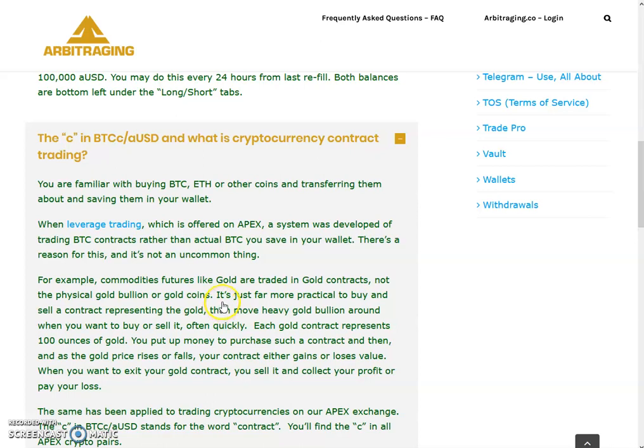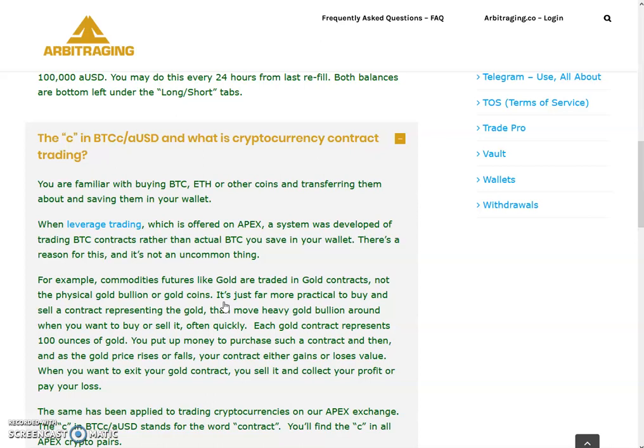So let's say you are trading gold. It's not like you will get the real gold in front of you. You will get a contract of gold which is equal to 100 ounces of gold, and you give your money for that contract, and you keep that contract in the trading account which you have. Once the contract goes in profit, gains value, you will get the profit. And once it goes against you and you exit the market, you will get the loss.